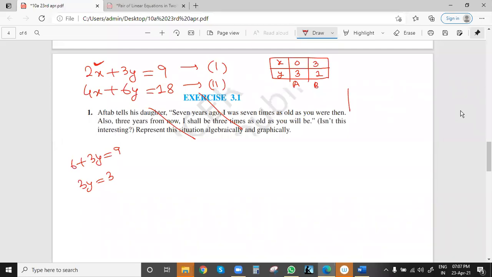For the second equation, again the same process, x and y. We take x value again 0. So 6y equal to 18, so y will be 3. Then if we take x value 3, 4 times 3 is 12, 18 minus 12 is 6, so y is 1. We are getting the same values: x is 3, then y is 1.